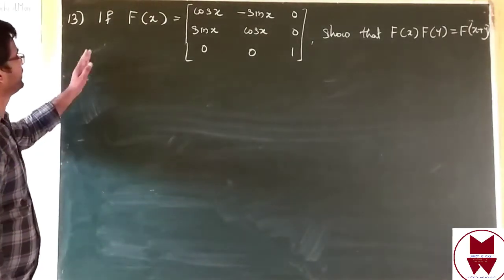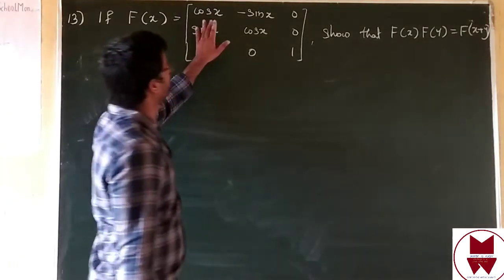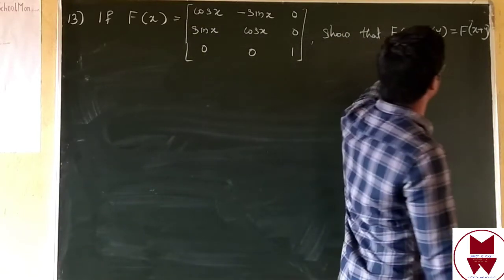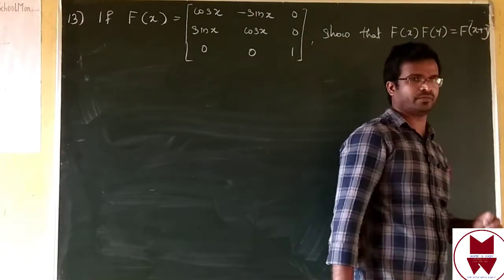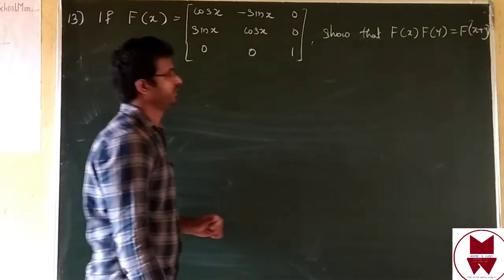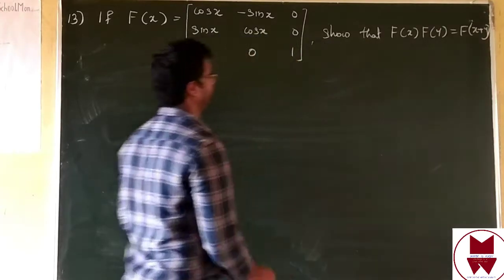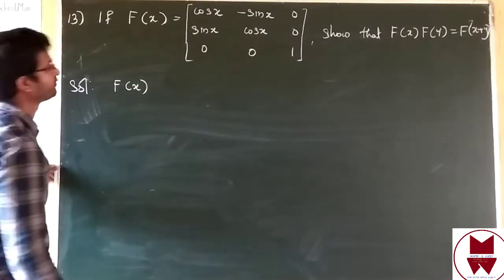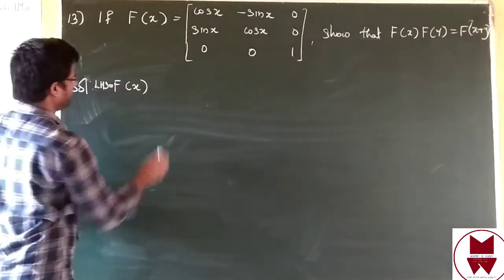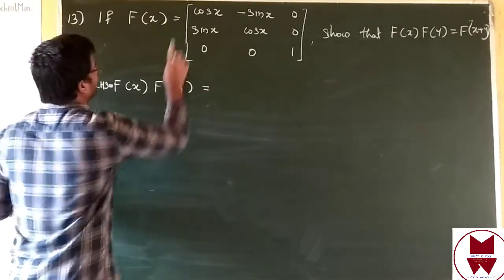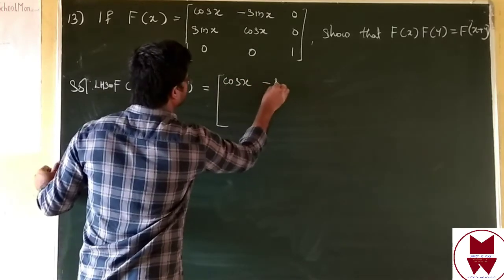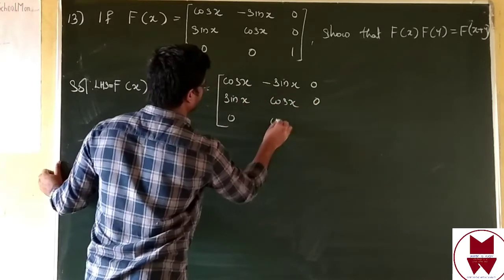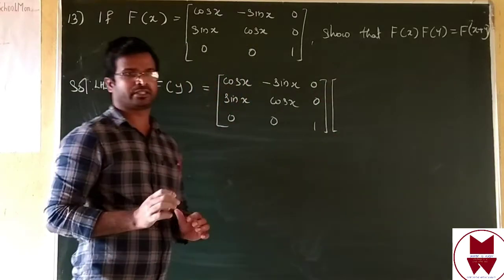Next question is question number 13. If f of x equals the matrix with first row cos x, minus sin x, 0, second row sin x, cos x, 0, and third row 0, 0, 1, show that f of x into f of y equals f of x plus y. In this question, only f of x is given. We need f of y and f of x plus y. Now we take only the LHS. LHS equals f of x into f of y. f of x is already given as the matrix cos x, minus sin x, 0, sin x, cos x, 0, 0, 0, 1, into f of y, which is not given, but we can find out f of y.